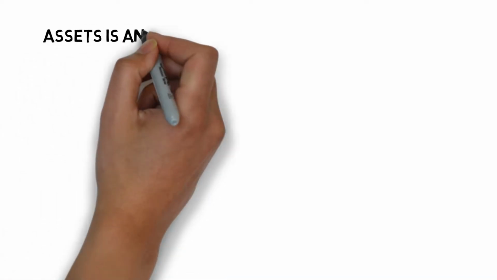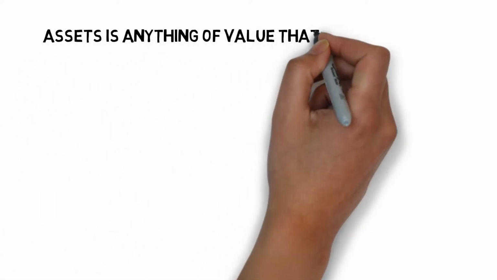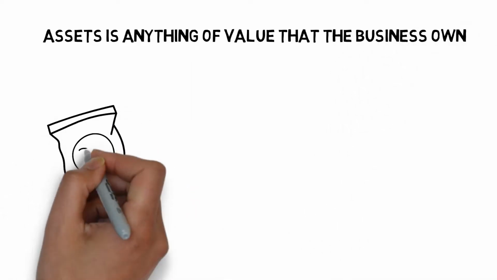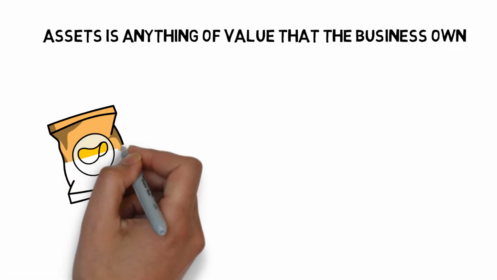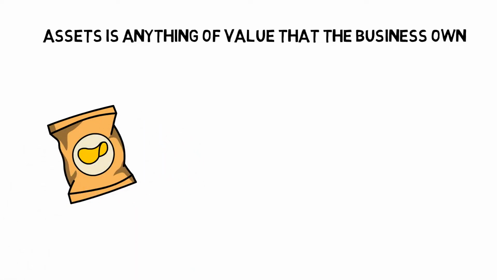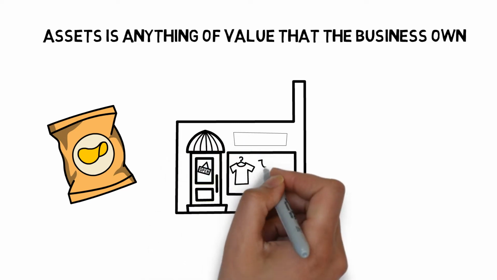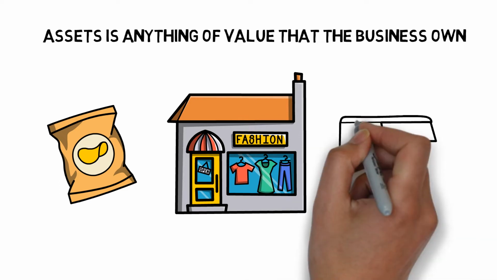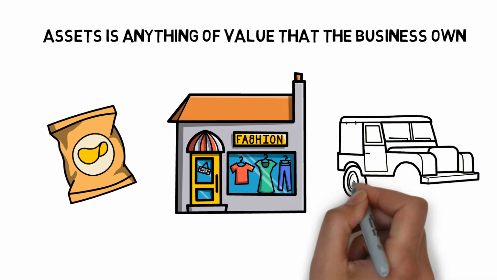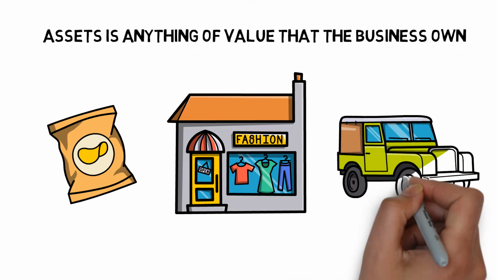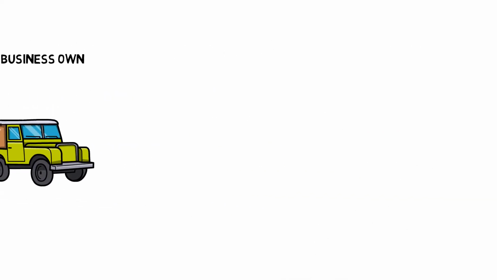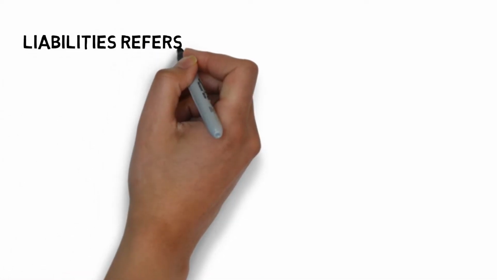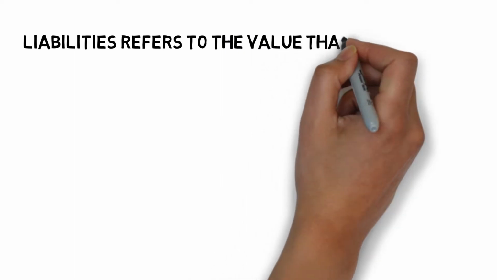Assets is anything of value that the business owns. It includes products that the business already produced, their inventory of raw materials, the land and building where the business is established, the equipment and tools, the truck that they use to deliver their products, and other things that the business owns. Next is liabilities. It refers to the value that the business owes.